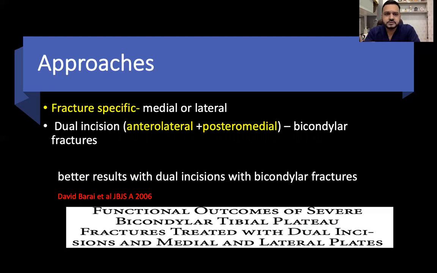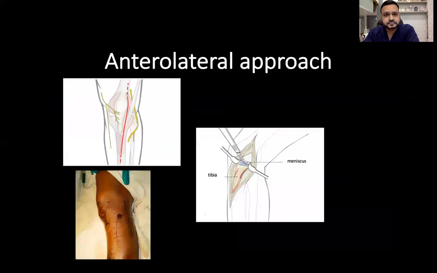Approaches should be fracture specific. If the fracture is medial, you will approach it from medially. If the fracture is lateral, you can approach laterally. Then for bicondylar fractures, dual incisions do give a better result. This was the conclusion by David Barei et al. They had published a paper in 2006, JBJS. They felt that this dual incision, anterolateral and posteromedial combined, gives a better result in bicondylar fracture by getting a proper approach to a particular fracture.